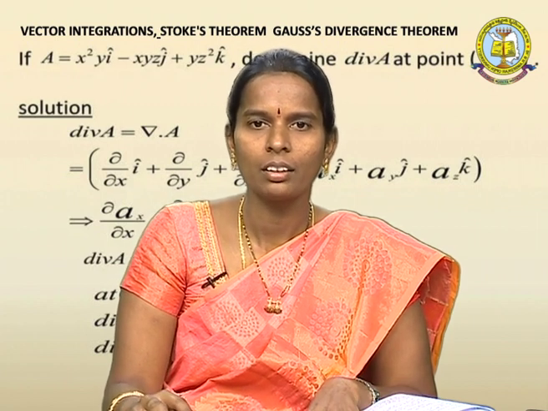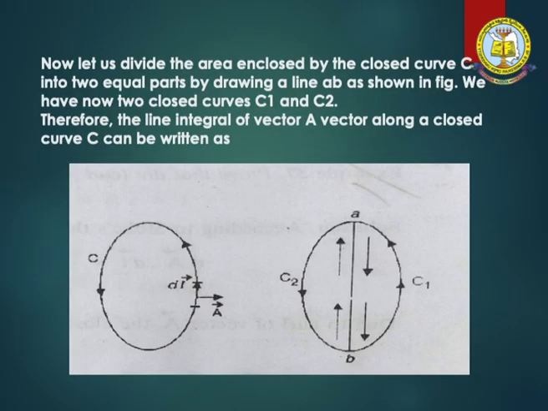And second, let us consider the area enclosed by this closed curve divided into two areas. One is C1 and another one is C2. The line integral of the vector A along the closed curve C can be written as the integral of A dl is equal to the integration over C1 of A dl plus the integral over C2 of A dl. This is the line integral.